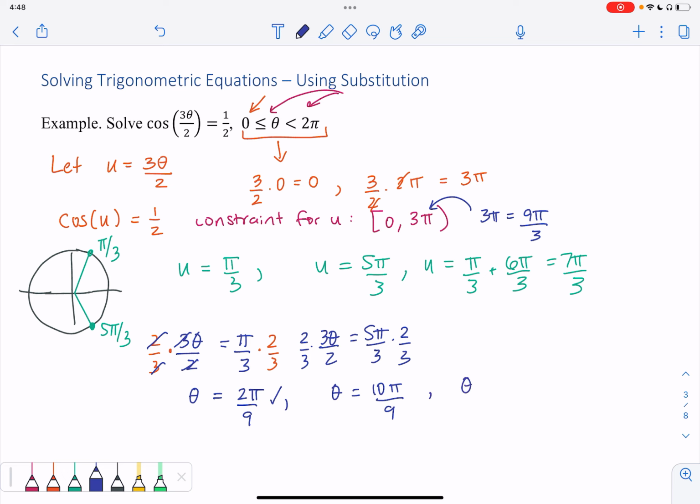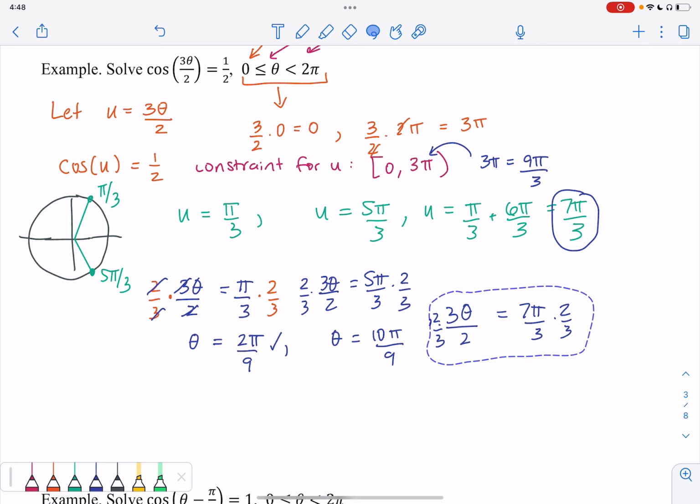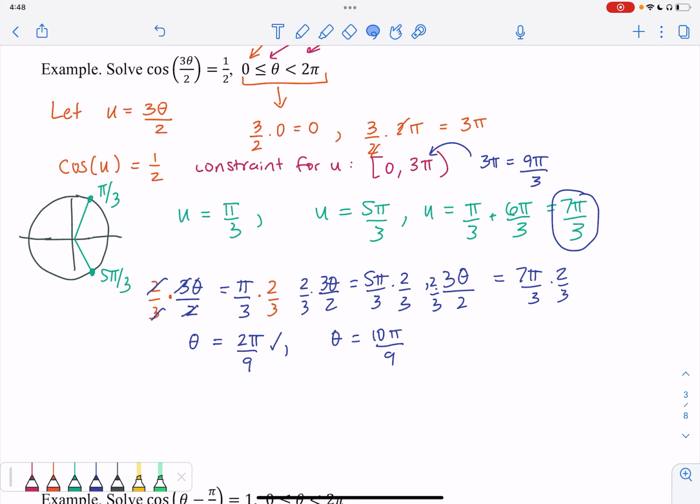What about this one? Let's see, it ended up being 7 pi over 3. So 3 theta over 2 is 7 pi over 3. And again, times 2/3. We don't want to skip any steps here, show everything. Let me just move this up so it is matching with what I'm doing up here. Okay, that's going to cross out and just give me theta is 14 pi over 9.